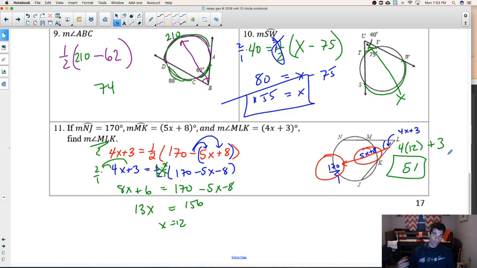All right, so that's some work with some angles with intersecting chords, secants, and tangents.